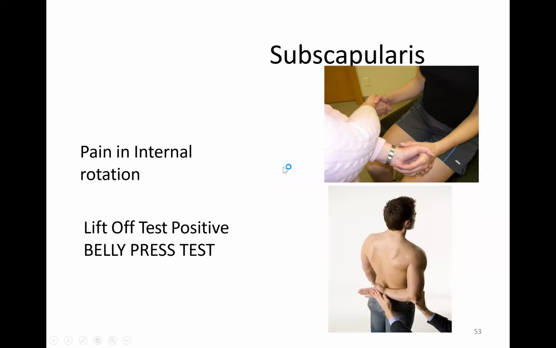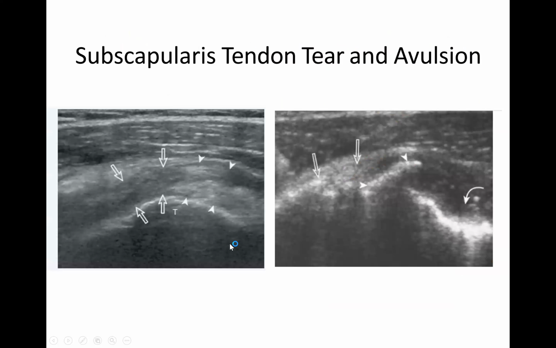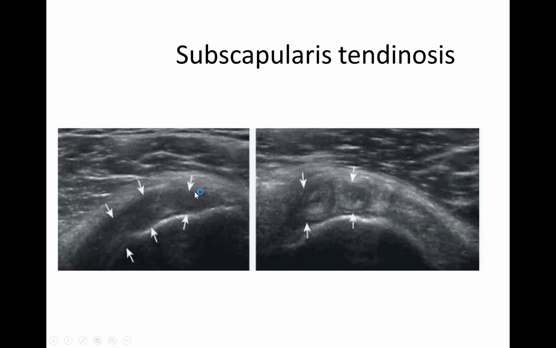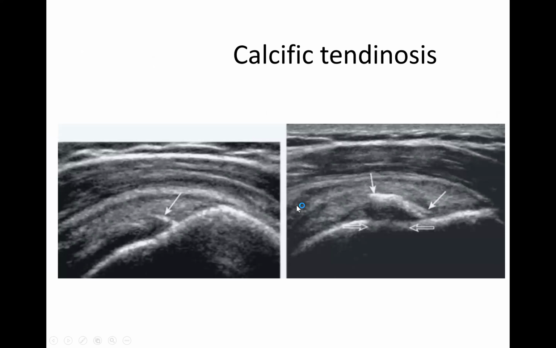For the subscapularis, a patient will complain of pain in the internal rotation. The belly press test will be positive in cases of the subscapularis tendon pathologies. And this is suggestive of the subscapularis tendon tear with the bone avulsion, with the bone chips off along with the tendon tear. So this is the subscapularis tendinosis.